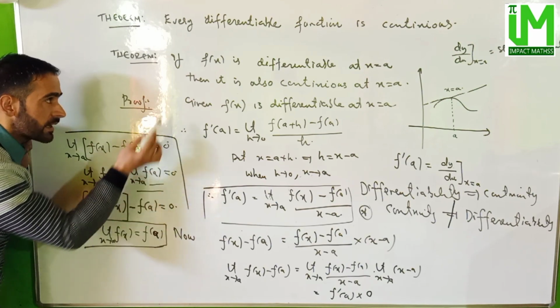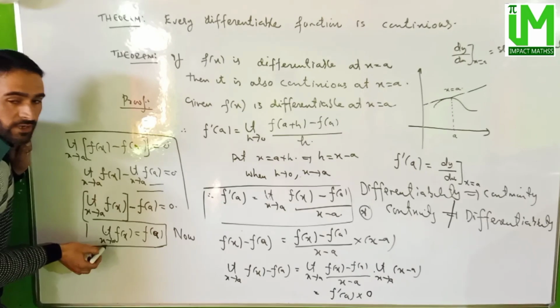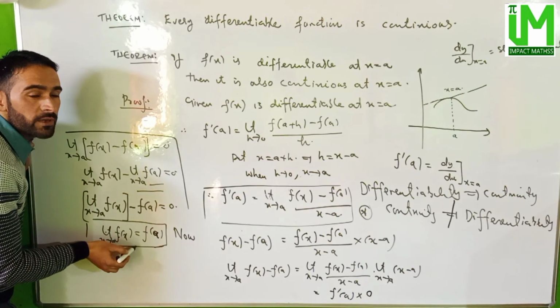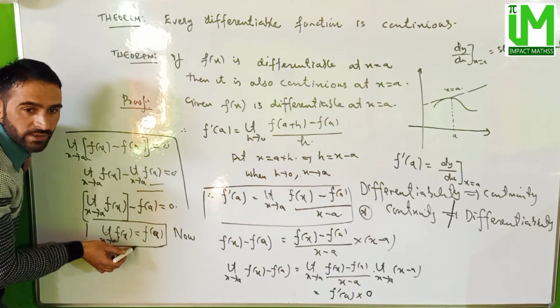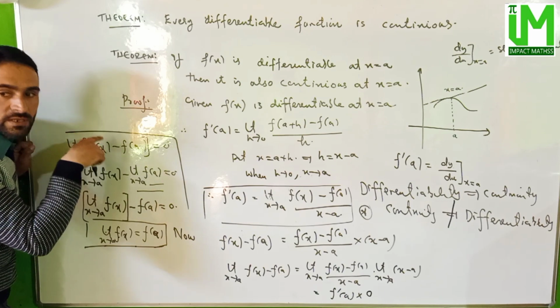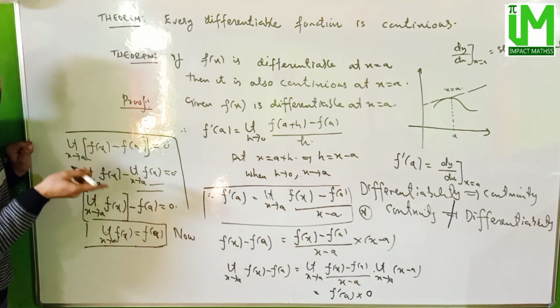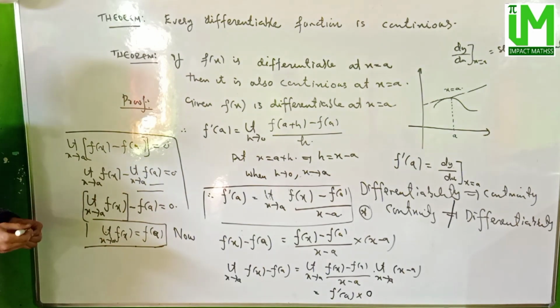That means if the function f of x is differentiable at x is equal to a, this means limit x tends to a of f of x is equal to f of a, which means f of x is continuous at x is equal to a. So every differentiable function is a continuous function.